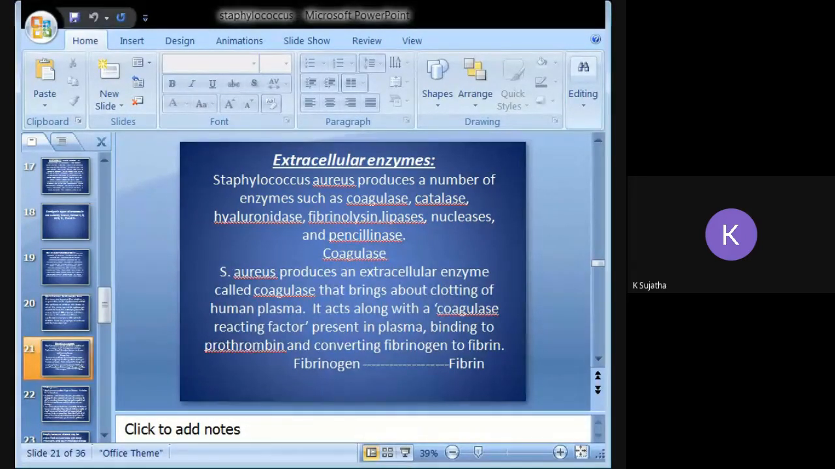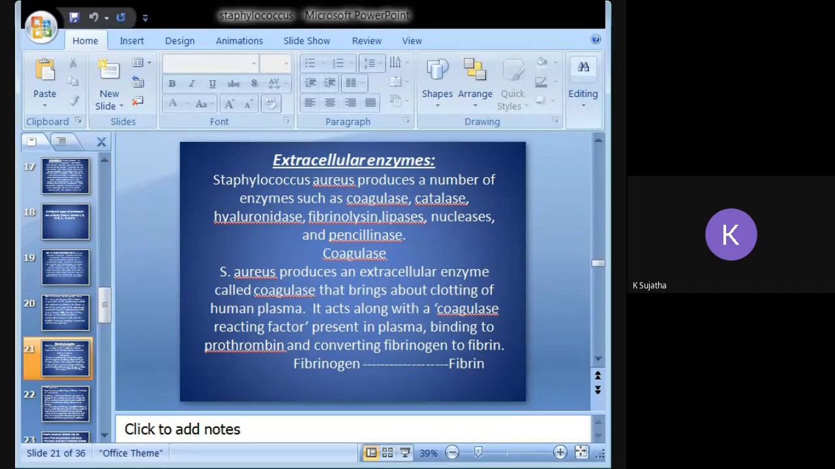Coagulase test, catalase, hyaluronidase, fibrinolysin, lipases, nucleases, and penicillinase. These enzymes are present in Staphylococcus aureus. Of all these enzymes, coagulase is the most important one, because after entering the human body, coagulase reacts with the fibrinogen substance of plasma and converts it to fibrin, which causes blood clots, clumpings or aggregates.